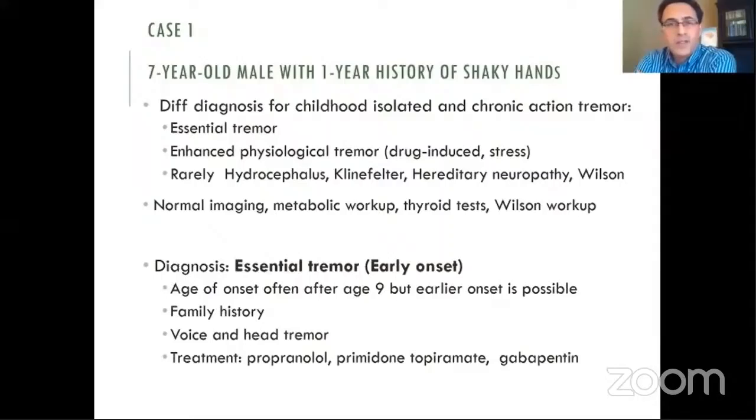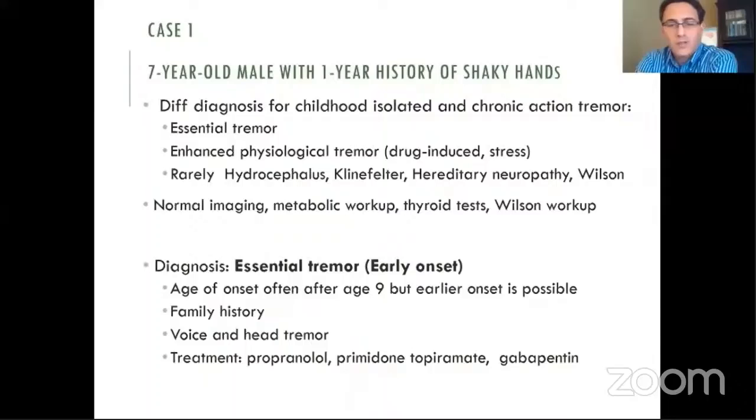So, although essential tremor is common, it's often thought that age of onset starts after age 9 or 10. So it's a little unusual to see the age of onset at an earlier age and may prompt some additional workup to make sure that no alternative etiology is missed. But it is known that the range of presentation of essential tremor can include earlier age of onset.